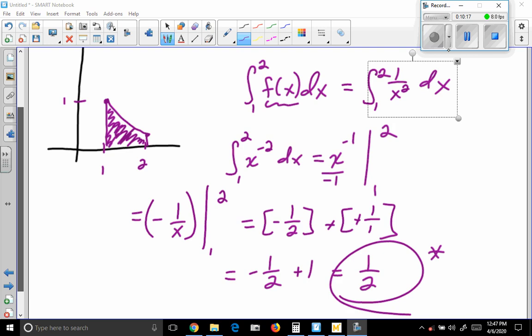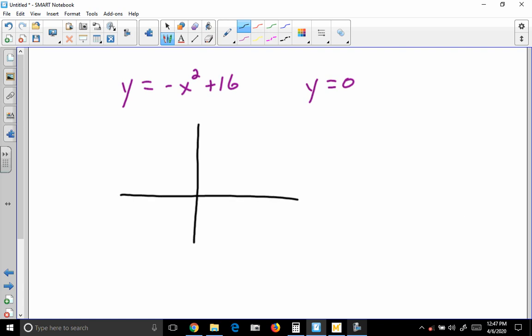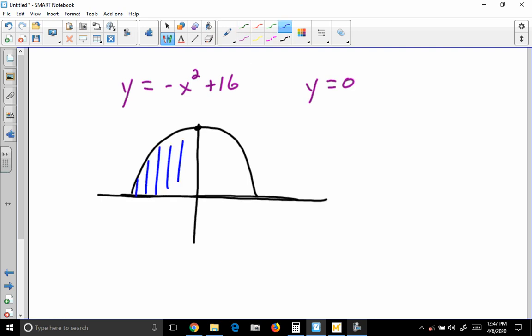So let's look at one or two more questions. Let's begin with this one. One of them says, find the area of the curve bounded between y equals negative x squared plus 16 and y equals 0. So first of all, let's look to see what that looks like. For y equals negative x squared plus 16, when x is 0, we're at 16. And this is an upside down parabola that does this. y equals 0 is the x-axis. So it wants this area here.